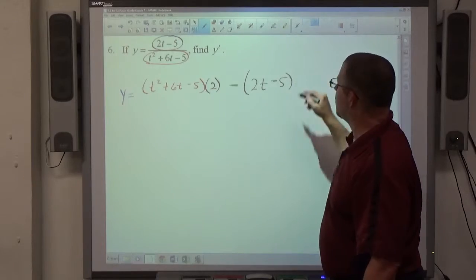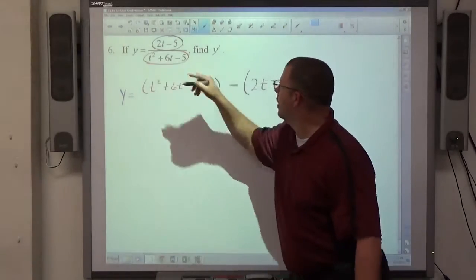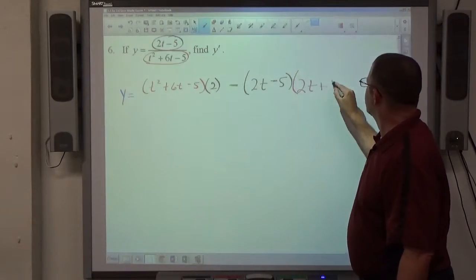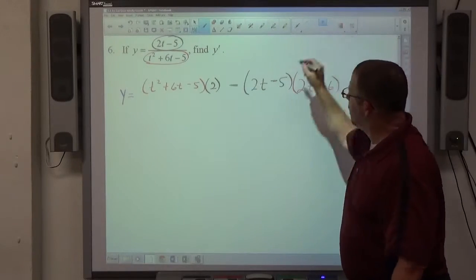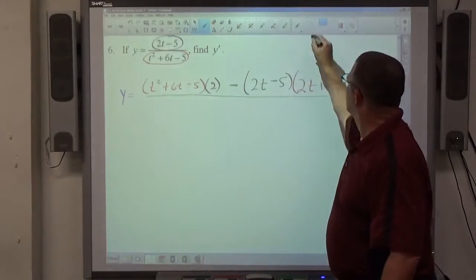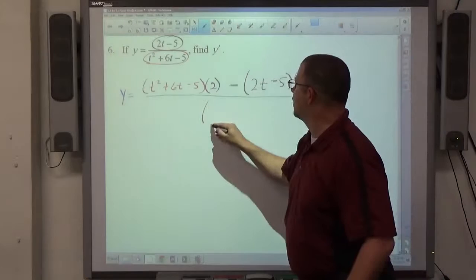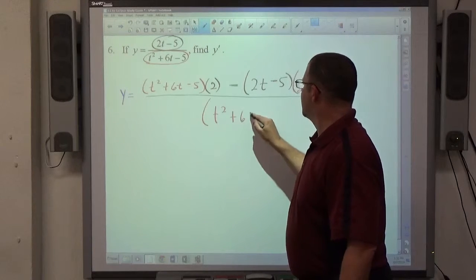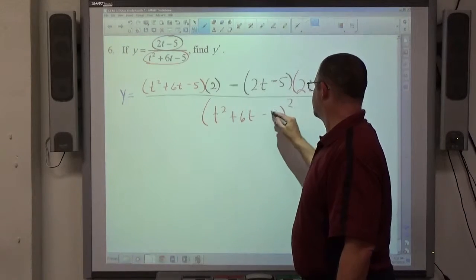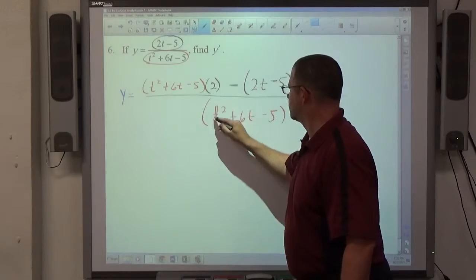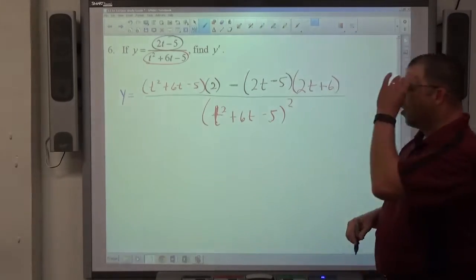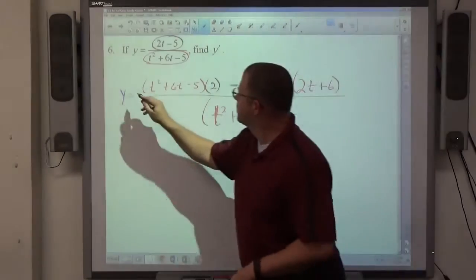D low is the derivative of the bottom, 2t plus 6, over the square of what's below. So whatever the bottom is, squared. So in this case, t squared plus 6t minus 5, squared. Okay. What's left to do? And that's y prime.